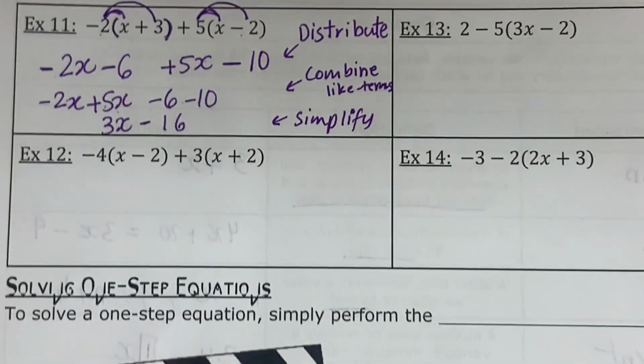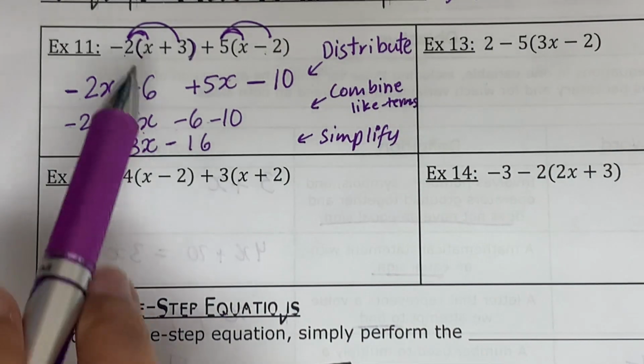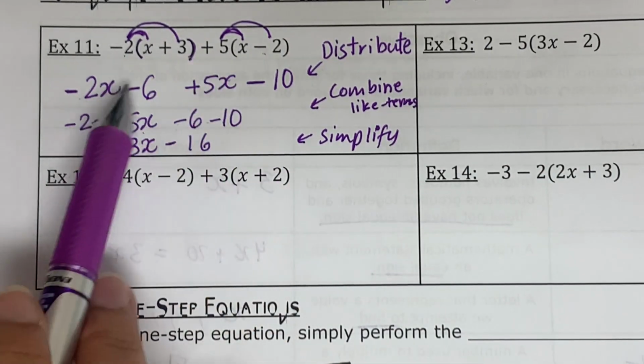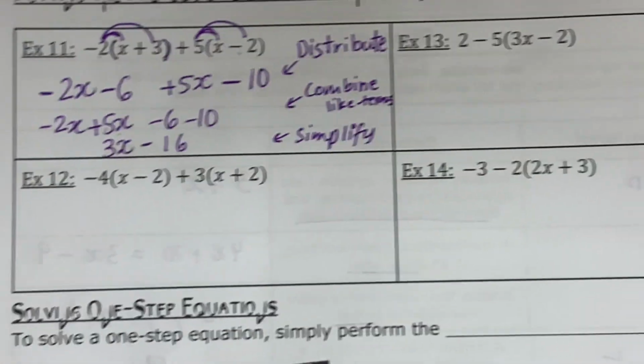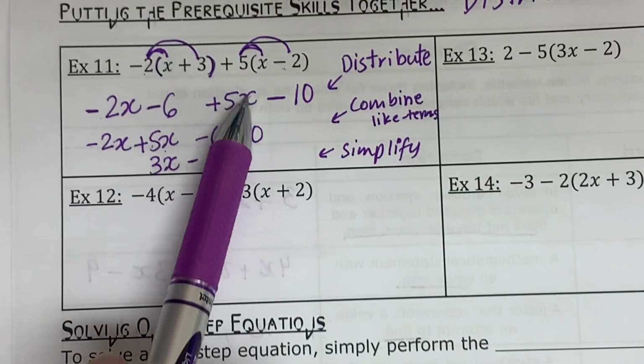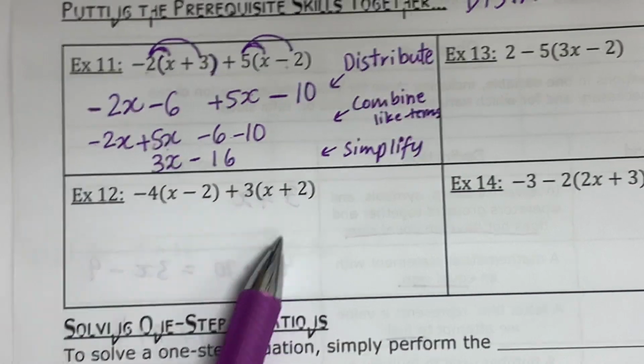So pretty much the same thing, the only difference is you are distributing twice, and then you combine, and then you simplify. Once you do example number 11, go ahead, do number 12 on your own, and I'll check it.